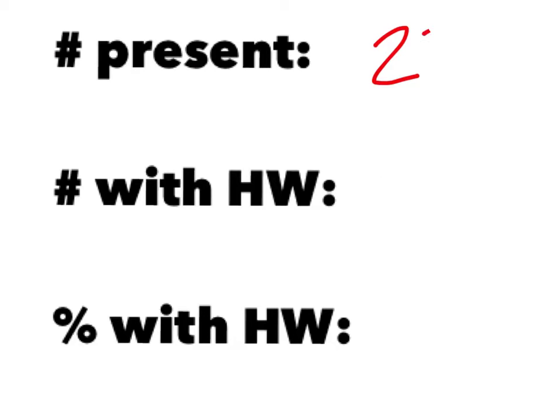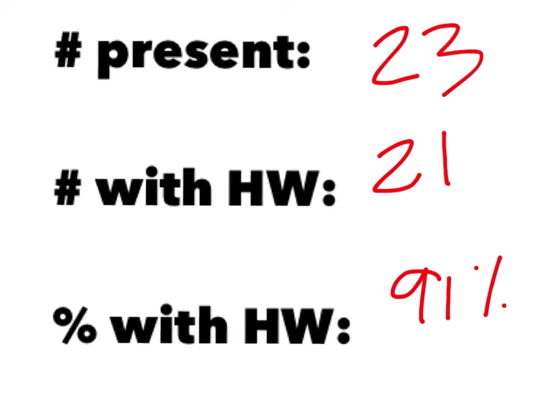So we have 23 people here today, and for homework we had 2, 4, 6, 8, 10, 12, 14, 16, 18, 20, 21. So 21 out of 23 have homework, and that is a 91%. First period had 100, second period had 90, third period had 100, fourth period had 94, and you guys have 91. So that's not too bad.